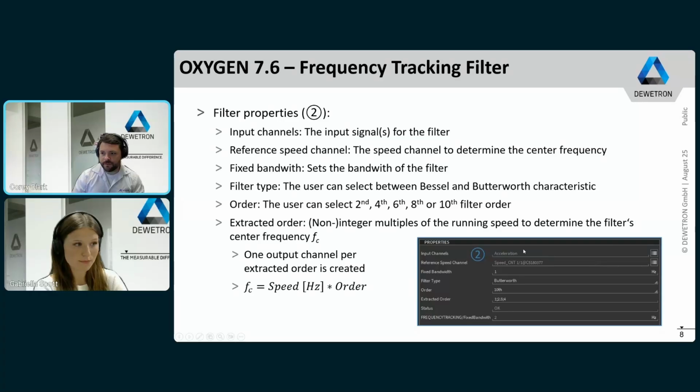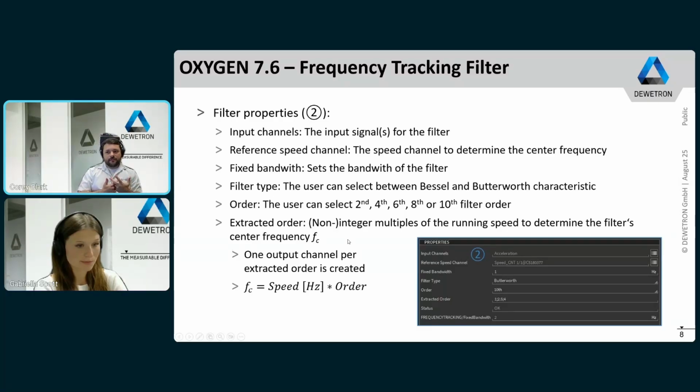And on the second slide here, you can see how that is actually set up. The first field here is our acceleration input channels field. In here you click the box and you get a list of your channels that you're going to select from. And here it's just a simple acceleration channel. We have our reference speed channel. This again determines the center frequency of that bandpass filter. And then we have our fixed bandwidth for the filter itself.